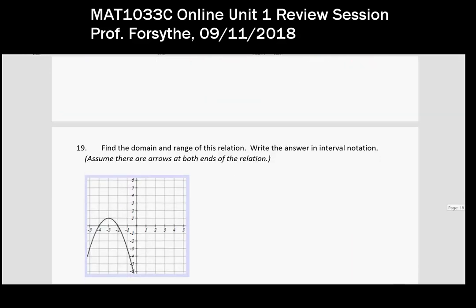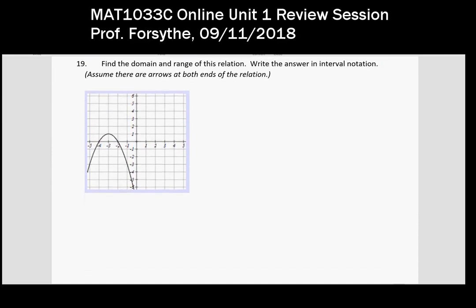Okie doke. Number 19: find the domain and range of the relation. Write in interval notation. Again, you're not going to have 4 of these on your test, but I wanted to make sure you see them because these are the more difficult ones, so you get a few of them when you do your review.